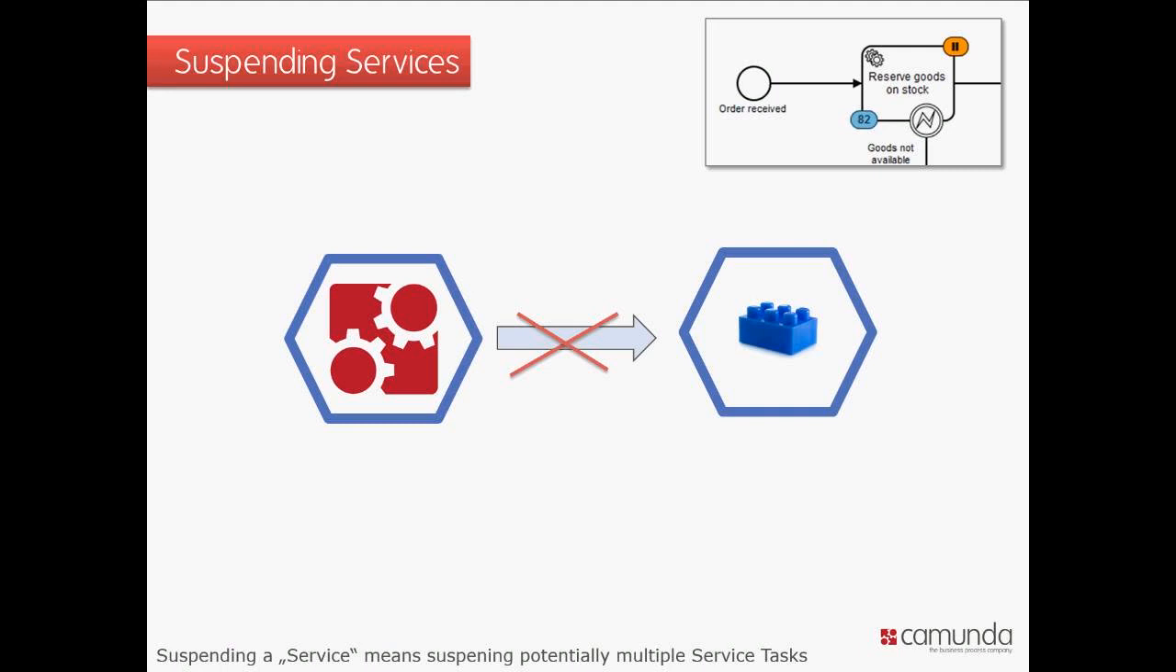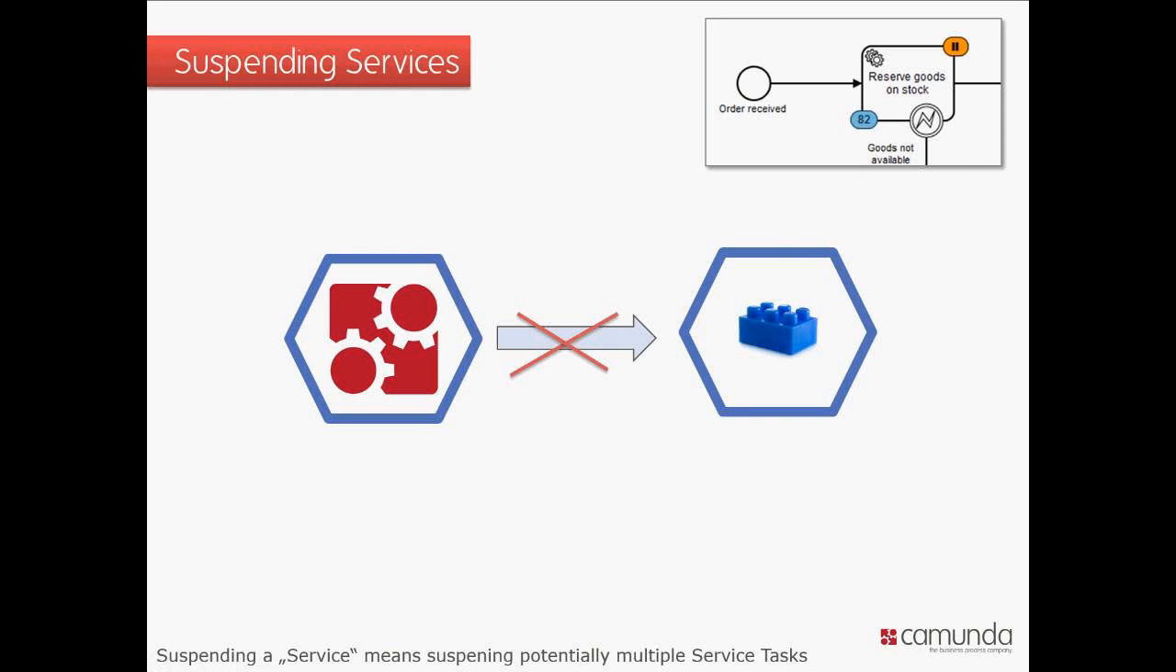The problem you have here is that the granularity is not on the service. So you might have 10 processes, all of them reserving goods on stock, so they call the same service. Then you have to suspend all the 10 service tasks in the different processes. So you cannot suspend the service. You always suspend the service tasks, so the BPMN elements, basically. And that means it's a bit more complicated to achieve. You cannot just say, I have a resource service A and I suspend it.